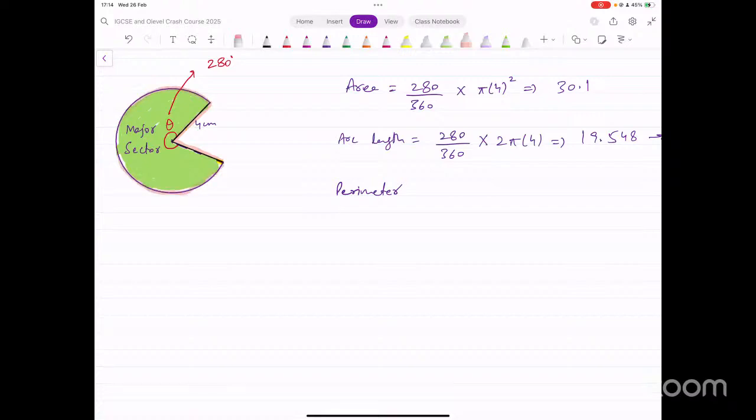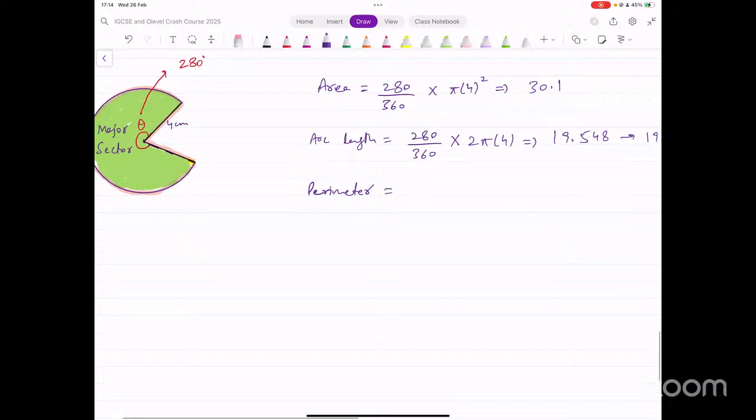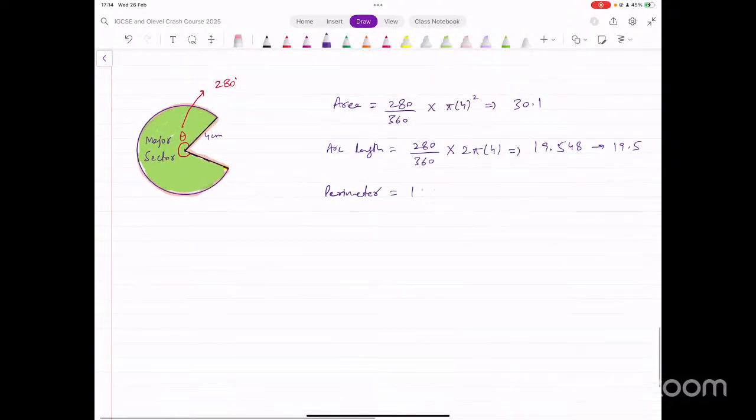Right? Now we have already found the arc length. The arc length is 19.548. So that's one thing that we would be using in the perimeter, 19.548. But not just that.